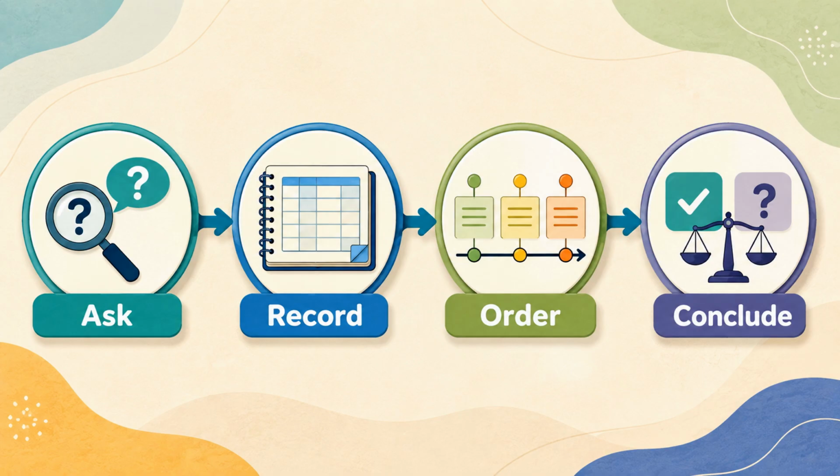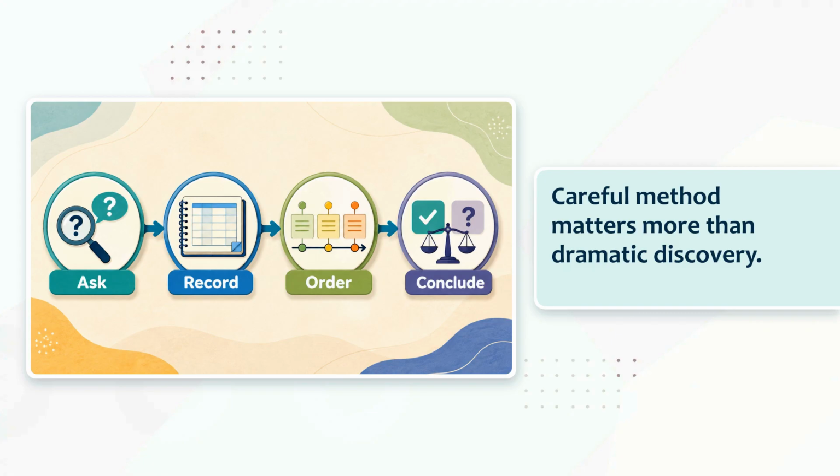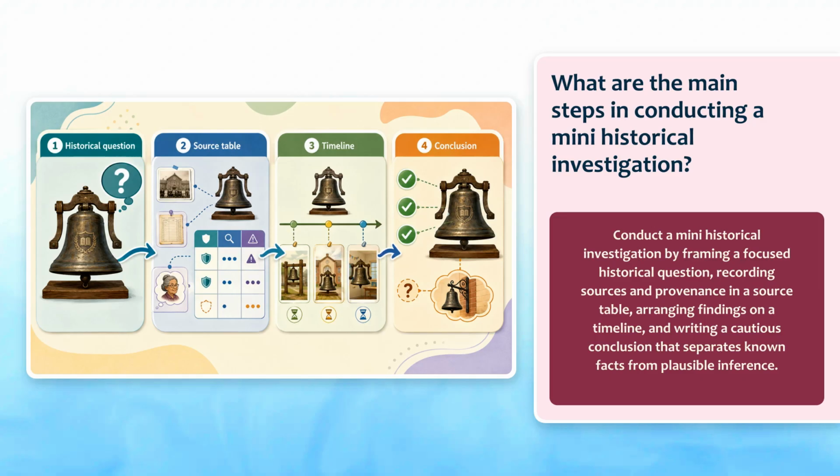Because the process is careful from start to finish, a small project can be meaningful without discovering anything sensational. The value comes from the method rather than the spectacle. Careful method matters more than dramatic discovery. A well-organized investigation can reach a useful result from ordinary local evidence. Trace the 4 stages from left to right. What are the main steps in conducting a mini-historical investigation?